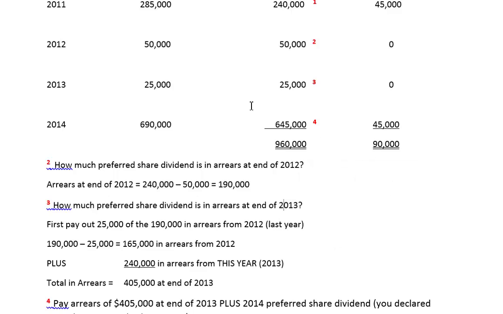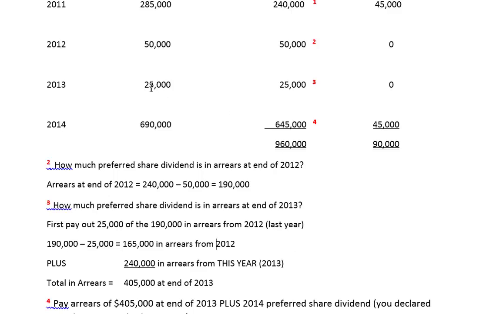So now that $25,000 is going to pay off the $190,000 in arrears from 2012. So you're always backfilling, or paying, the outstanding dividend that's been there the longest first. So that $25,000 is paying off the arrearages from 2012. So now I've got $165,000 in arrears from 2012.